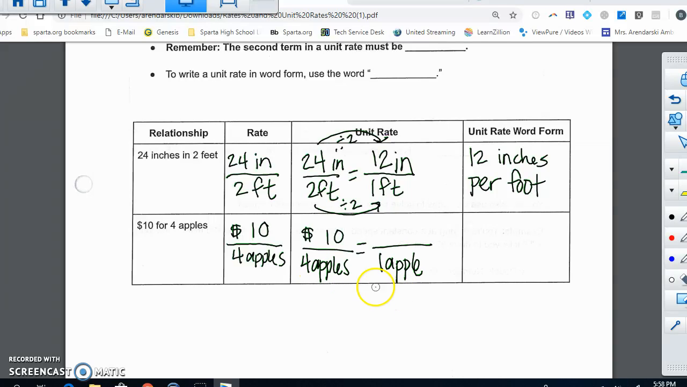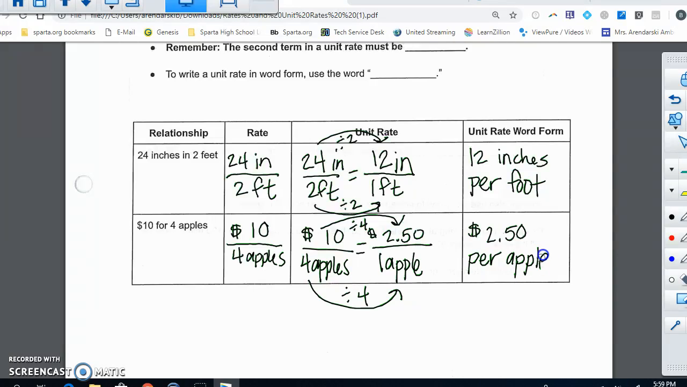So how do I find this relationship? Well, I divide 4 by 4 to get 1. So we're also going to divide 10 by 4. We are allowed to use calculators in this unit, so you can use your calculator to do 10 divided by 4, which is $2.50. That's our unit rate because it's for 1. So in word form, we would write $2.50 per apple. Okay, and that's our notes.